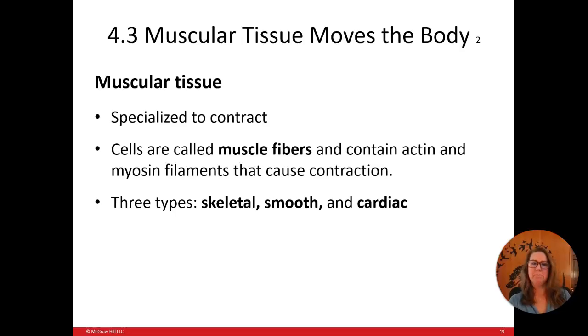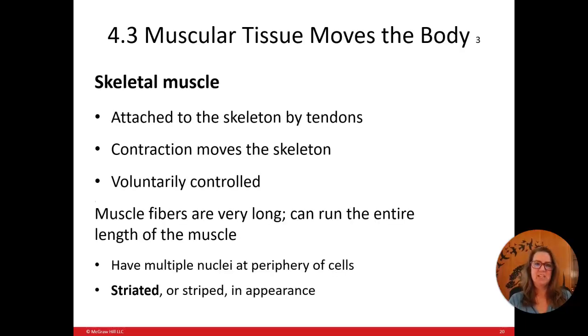So we have three types of muscle tissue. You're probably most familiar with skeletal, so that's all the muscle associated with your skeleton. And then we have smooth, associated with most of your internal organs except for the heart. And then comes the cardiac muscle. So let's take a look. Skeletal muscle, we can attach the muscle to the skeleton through our tendons. And so we know that the movement of the skeletal muscle is going to move the skeleton.